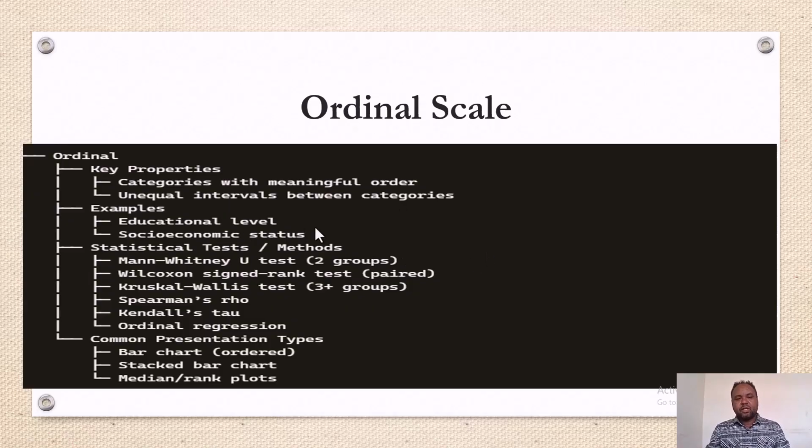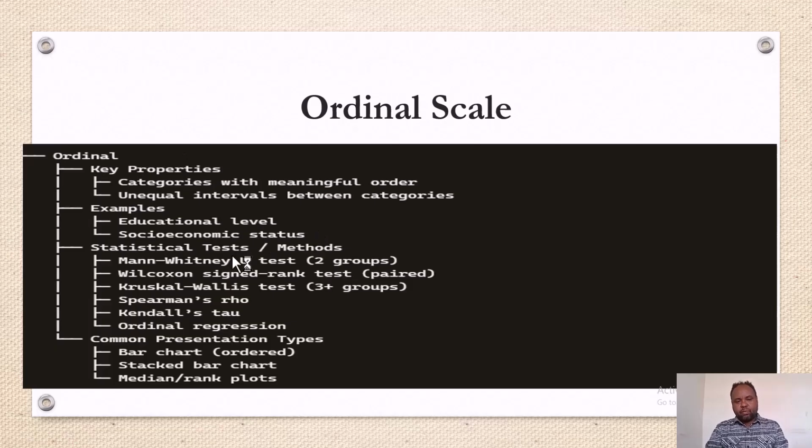For example, educational level may take on possible values: high school completed, BSc, MSc, or PhD. But we don't know the exact distance between PhD and master. Exactly. This is a limitation with ordinal, right? Socioeconomic status, the same is true: middle income, high income, low income. So meaningful ordering is possible with such scale, but the distance is not known.